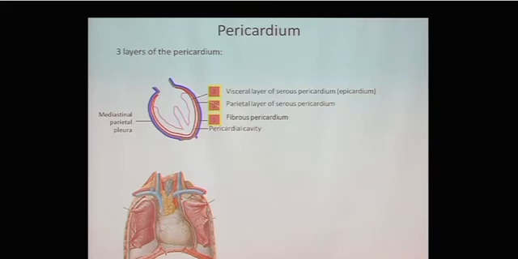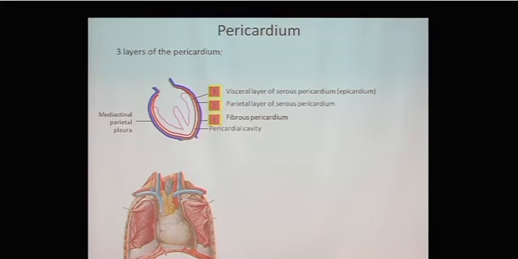This schematic here is just a cross-section of the heart. This blue outer layer is actually part of the lining that covers the lung, and that abuts up against the pericardium. So what we'll see here, this little gray area, is the fibrous pericardium. That's the tough outer connective tissue. Then we'll see 2 layers of serous pericardium.